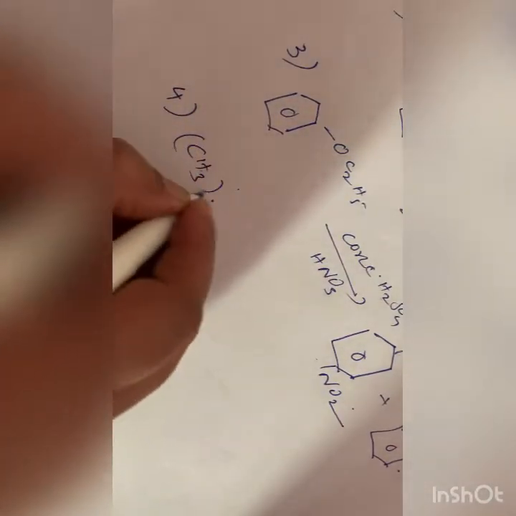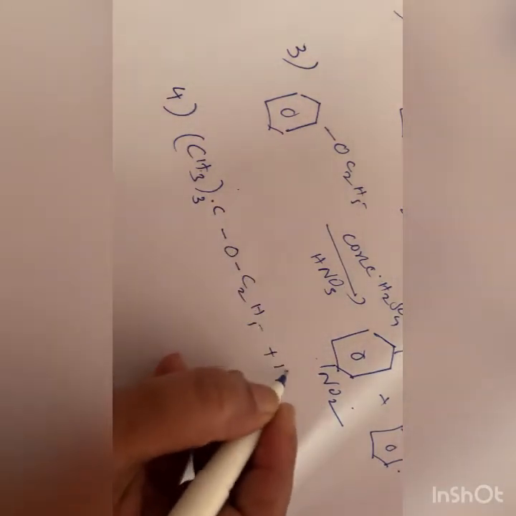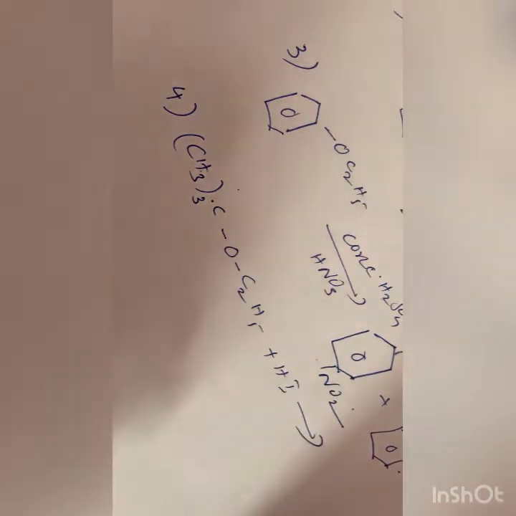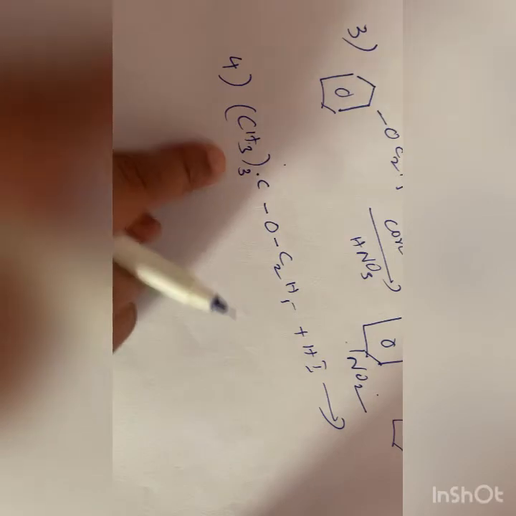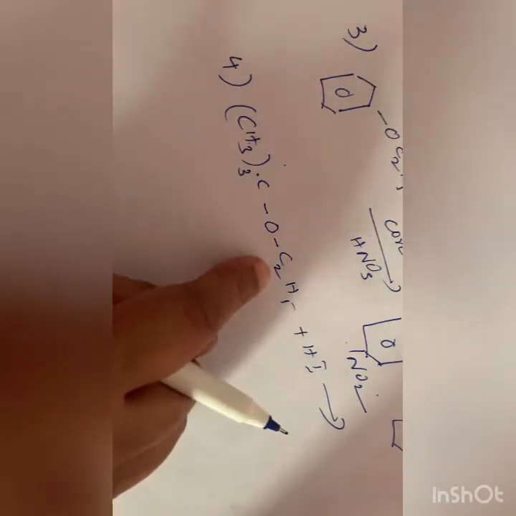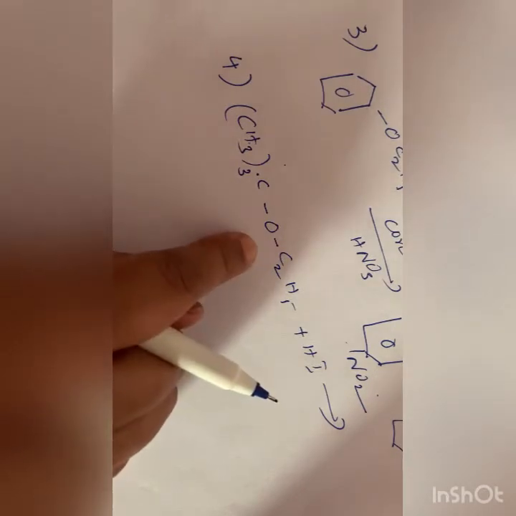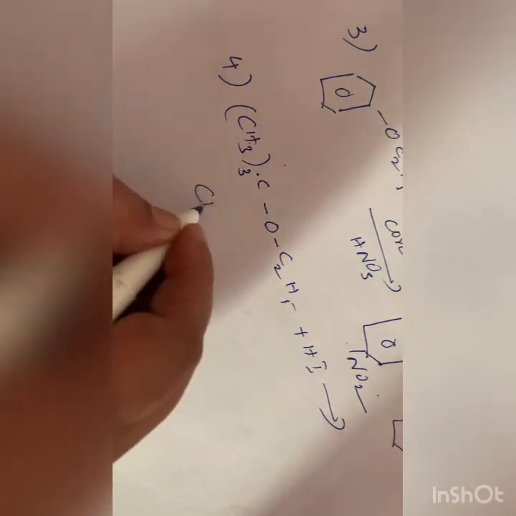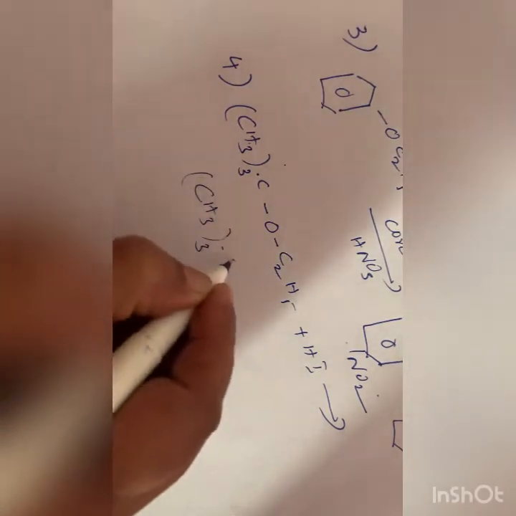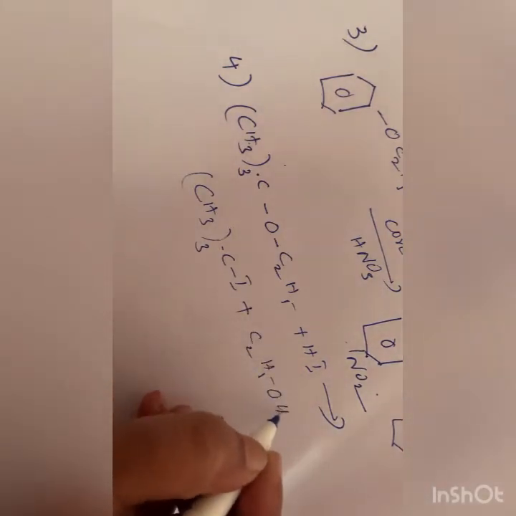Okay, now fourth one is (CH3)3C-OC2H5 plus HI. Here you can see one side of oxygen is primary, the other side is tertiary. We have discussed already, I will add with the tertiary because the mechanism completely changes. The mechanism is SN1, therefore I will add with this one. So what is the product? (CH3)3C-I plus C2H5OH is the product.